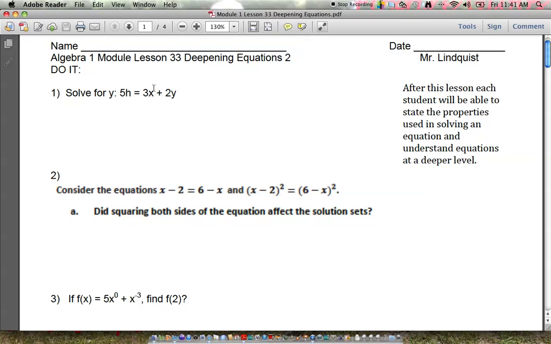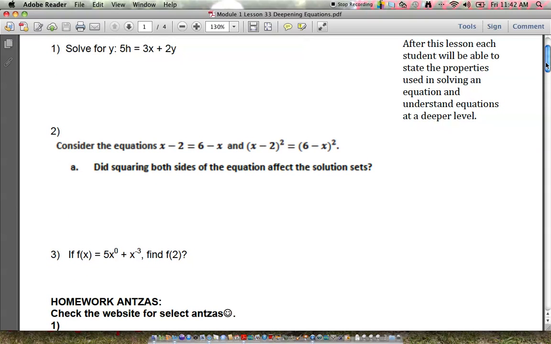All right. So let's take a look now at another one where it says to solve for y. When you read that phrase, solve for y, what does that mean for you? Get y alone. Get y by itself. Excellent. So I'm going to subtract 3x from both sides. That's a minus sign. I don't know why it came out that way. 5h minus 3x equals 2y.